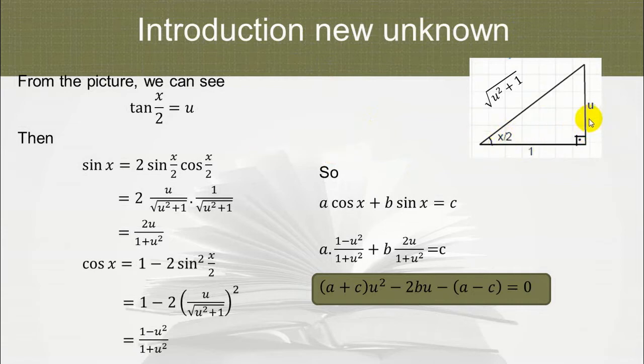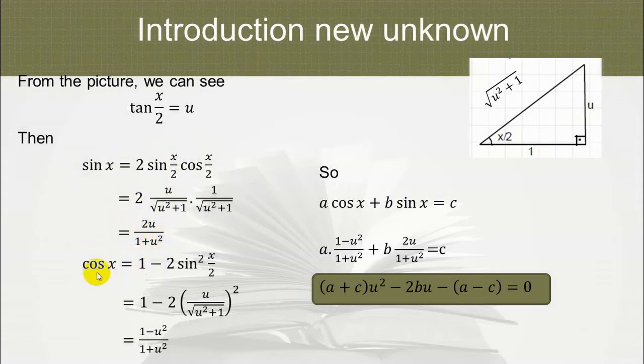Okay, because tangent is u over 1, everyone. Since we are using the half angle, we can use sine. The sine double angle is 2 sin x times cos x, because we are using the half angle. So we change it to 2 sin half times cos half. So we can substitute, and the result for sine is 2u over 1 plus u squared.